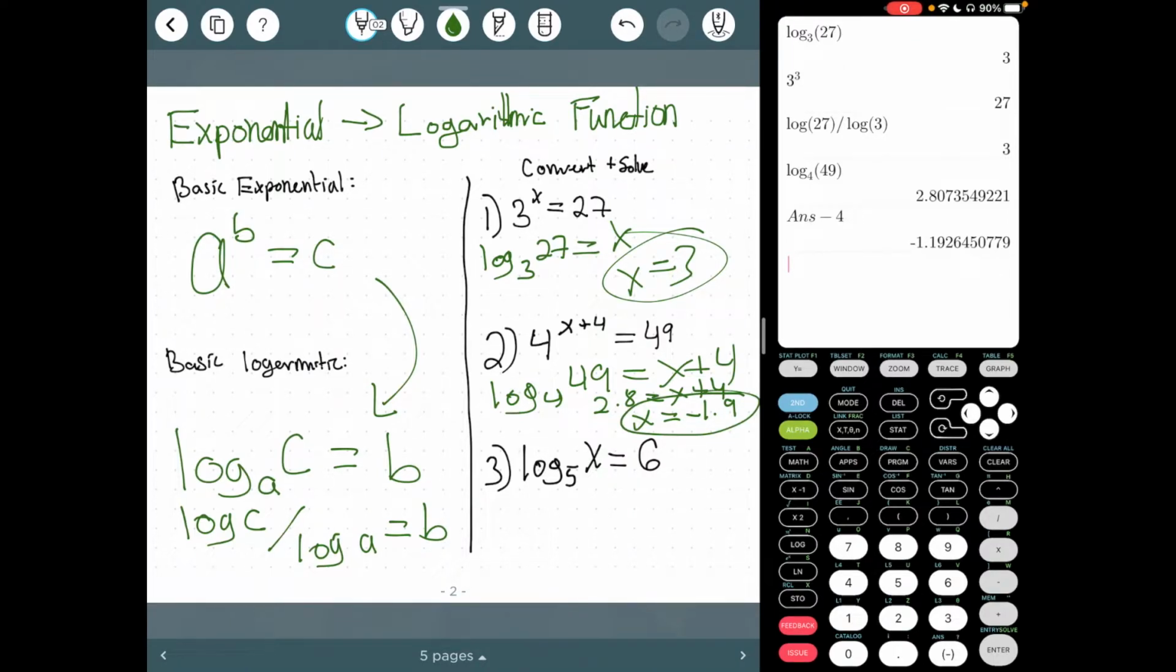For the last equation, what we do here is convert the log form to an exponential form. So we can take 5 to the power of 6 equals x. Again, we can just put this into our calculator, and x equals 15,625.